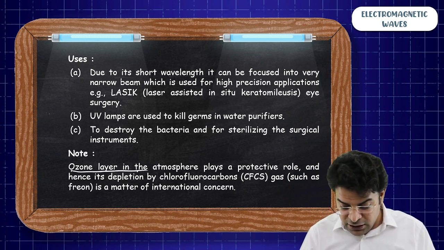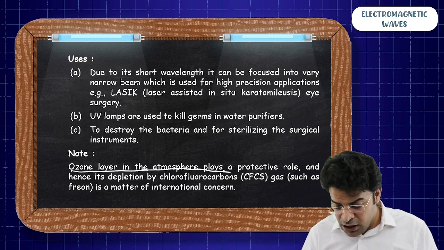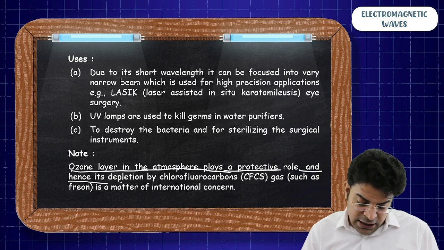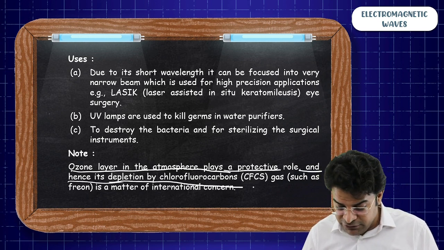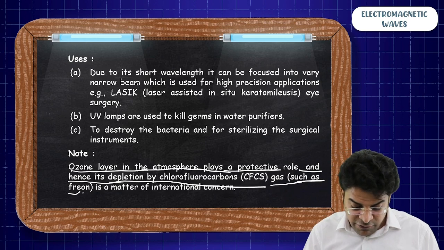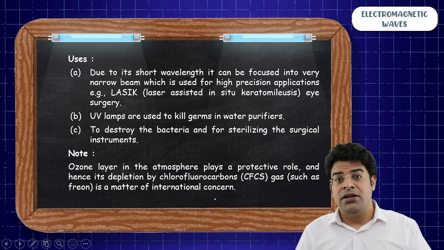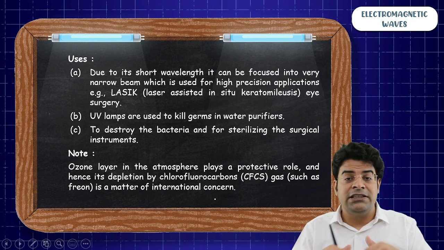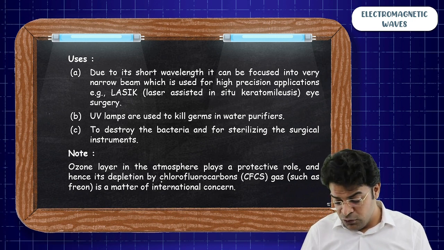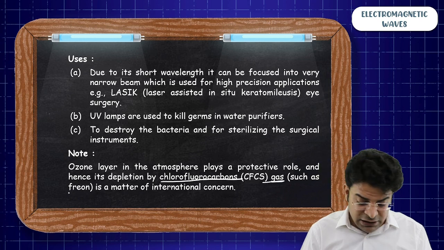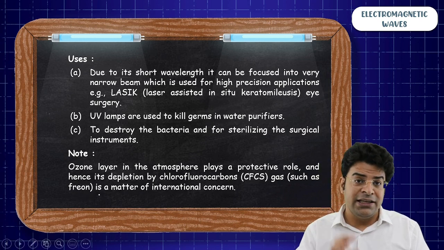Next, bachcho. The important note that is given in NCERT and you should know is this. Ozone layer in the atmosphere plays a protective role and hence its depletion by CFCs gas such as freon is a matter of international concern. So you should know that the ozone layer depletion is taking place due to the presence of chlorofluorocarbon gases, and one such gas mentioned in NCERT is freon.